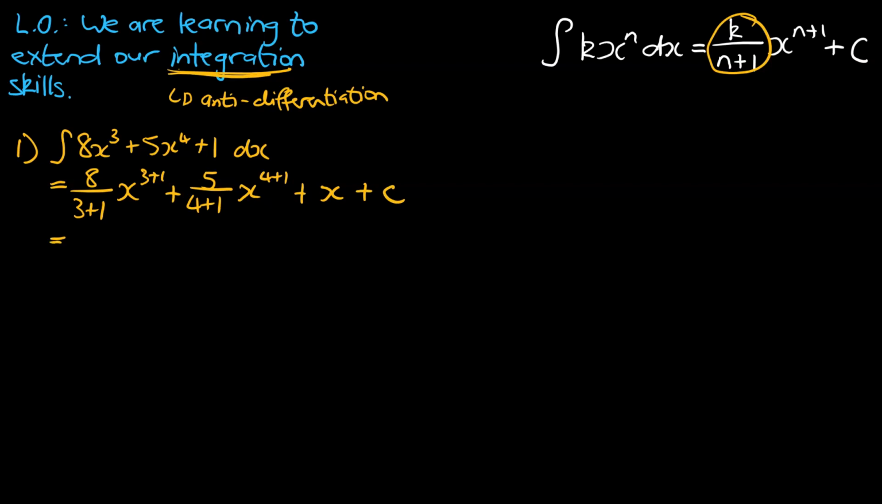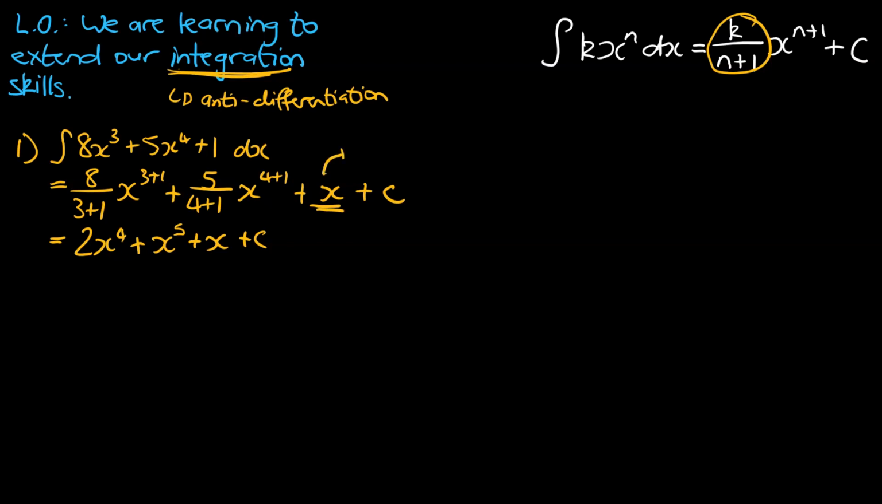We're then going to simplify our line of working. We're going to go 8 divided by 4, that's going to get us to 2x to the power of 4, plus we've got 5 divided by 5, that comes to 1, so we can ignore that. That'll be x to the power of 5 plus x plus c. And that there would be our integral of our original equation.